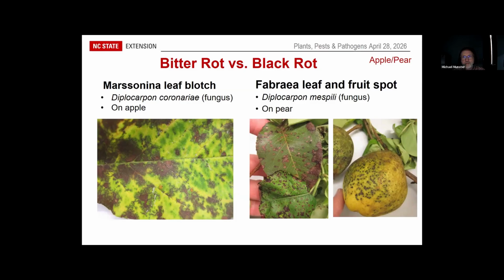Another relative, Diplocarpon mespili, is what we see causing Fabraea leaf and fruit spot on pear. And so you see the lesions there in the photographs. And if that fungus name looks familiar, that is the same one. I don't know if there's any pathogenic specialization in it, but that is the same species that causes our famous Entomosporium leaf spot on Indian hawthorn and on photinias. So here are a couple of different relatives that we might see on apples and pears. The Fabraea can also occur on apple, but I don't think it's really a serious issue there. More we think about that as a pear pathogen.